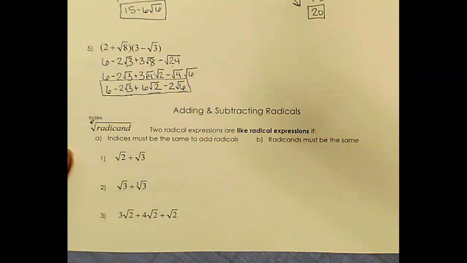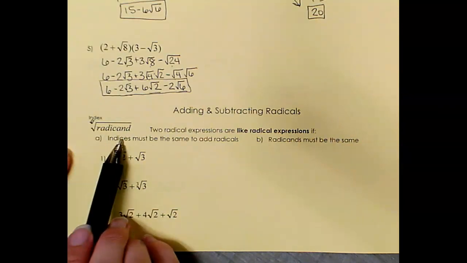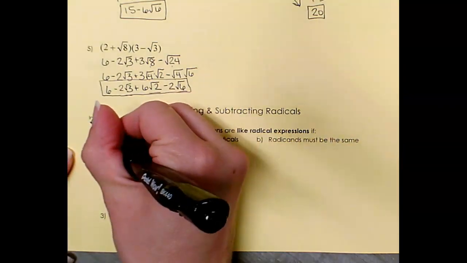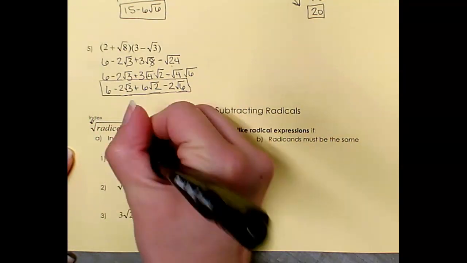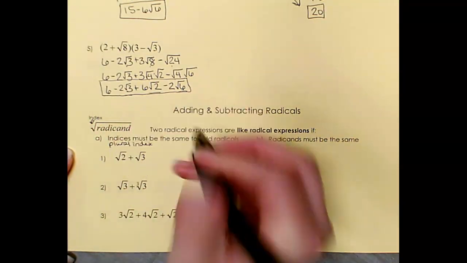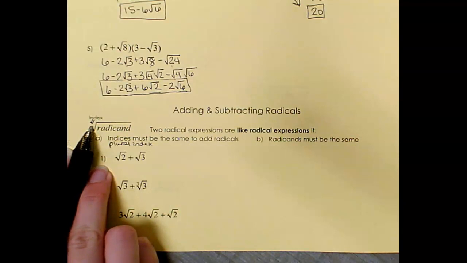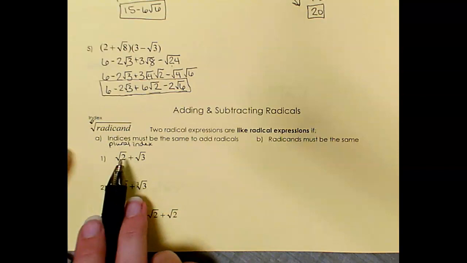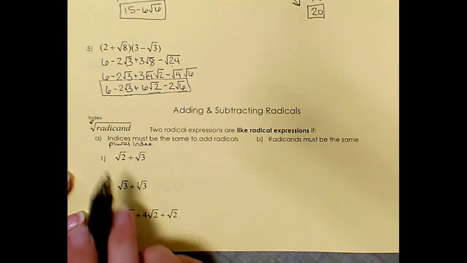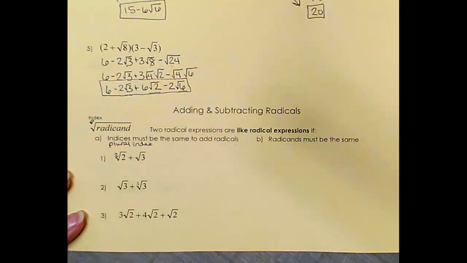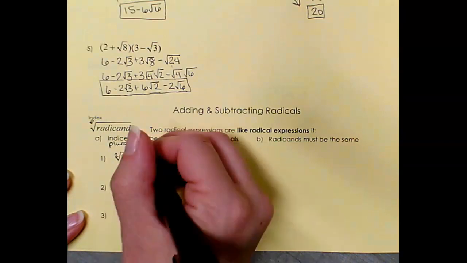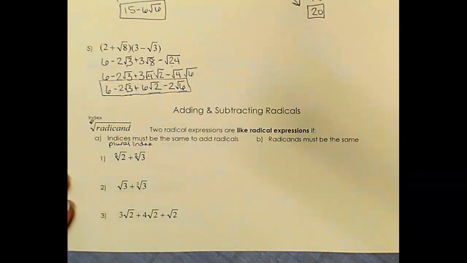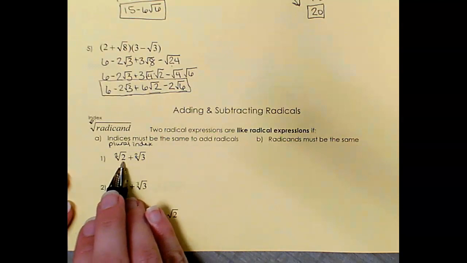Two radical expressions are like radical expressions, kind of like terms, if the indices, which is the plural form of index, are the same to add the radicals, and the radicands must be the same. So here, the index is 2. It's an understood 2 because it's a square root. Here the index is also 2, so they have the same index, but the radicands are different. This one's 2, this one's 3.